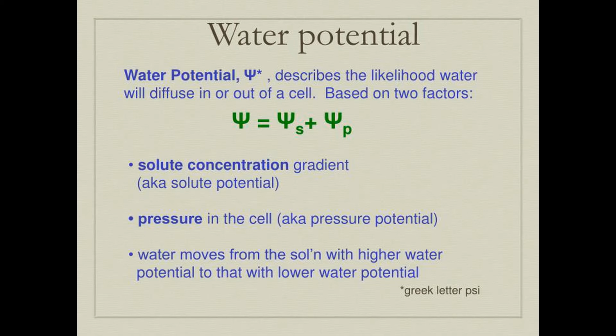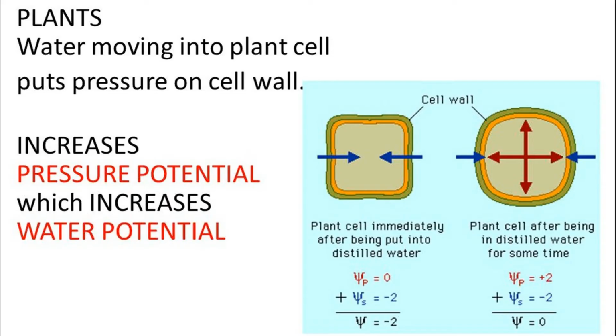So what are the components of water potential? First of all, let's take a look at pressure potential. Pressure potential is the component of water potential due to hydrostatic pressure that is exerted on water in a cell. Pressure tends to force water from one place to another.